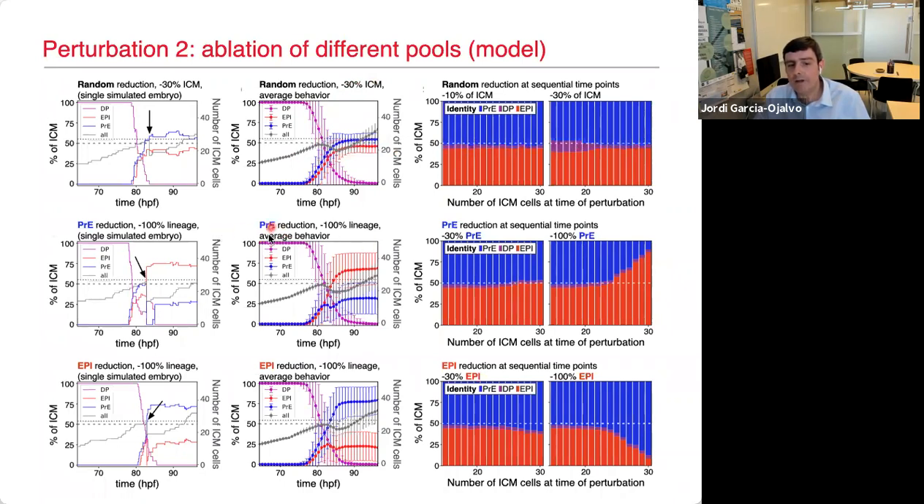What happens if you eliminate in a targeted manner cells that either are blue or red, okay? And this is very extreme. I imagine that at a certain point, I can also choose when I am eliminating these things, okay?